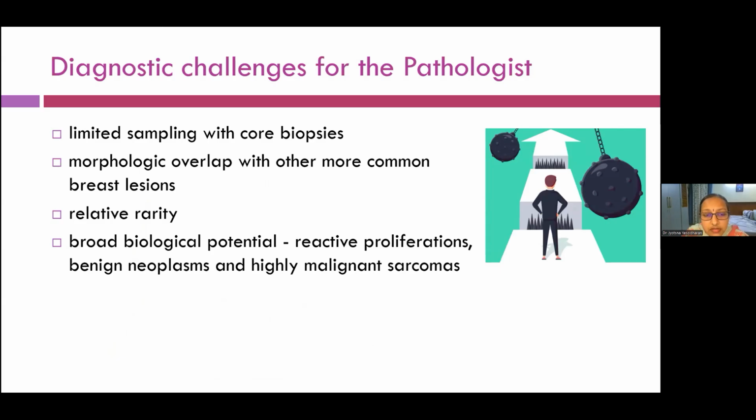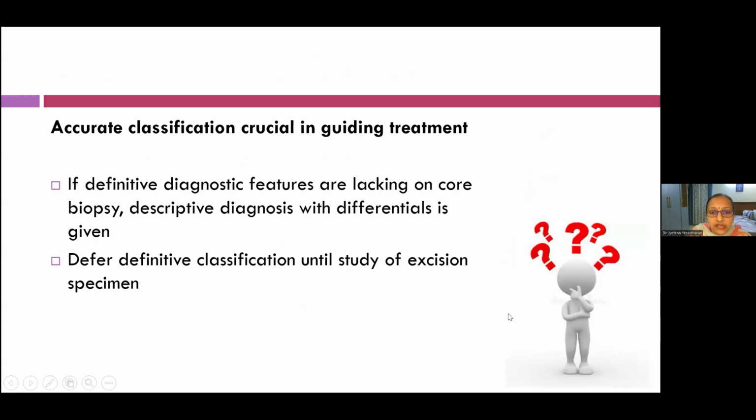So as pathologists, we have a lot of diagnostic challenges here because mesenchymal lesions per se are relatively rare and they are pretty heterogeneous. So with a core biopsy, we actually get a very small limited sample. And there is a lot of morphologic overlap with other commoner breast lesions when you're talking about mesenchymal lesions. Also, they have a very broad biological potential. They can range from reactive proliferations all the way through benign neoplasms to highly malignant sarcomas. And we know that accurate classification is quite crucial in guiding treatment in these cases.